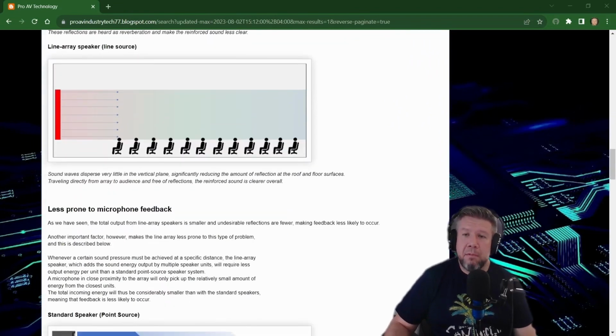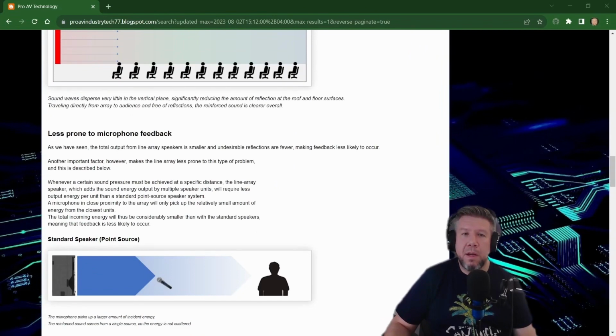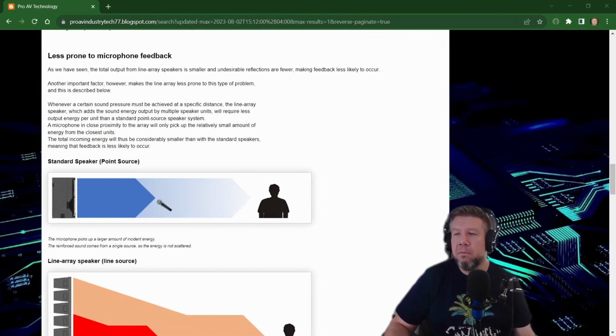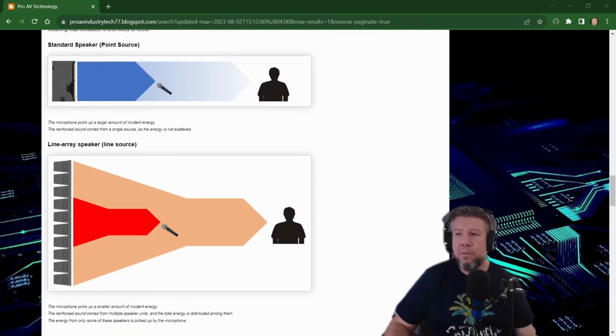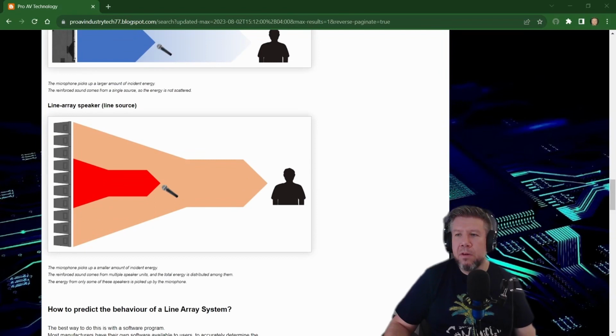So again, another benefit with a line array system is that it's less prone to microphone feedback. If you look at a standard or point source speaker, a microphone will pick up far larger amounts of energy, and that will cause a lot more feedback. But with a line array system, you've got fewer speakers within that line array that will pick up a microphone, so a smaller amount of incident energy will be picked up by that microphone. So line array systems can, in part, also limit microphone feedback.